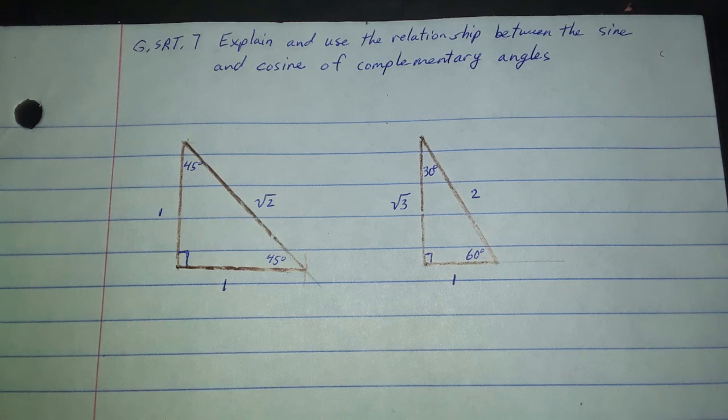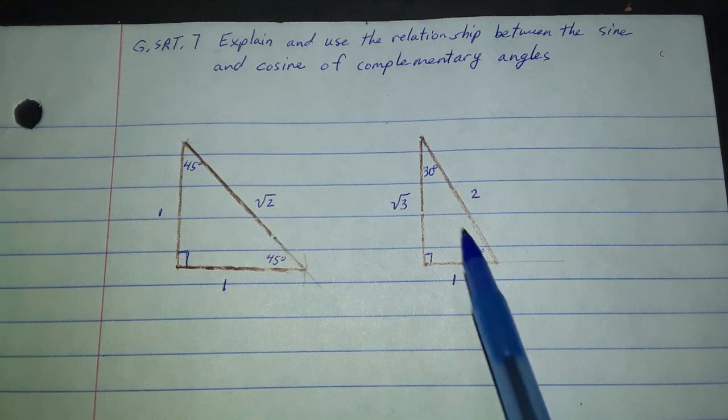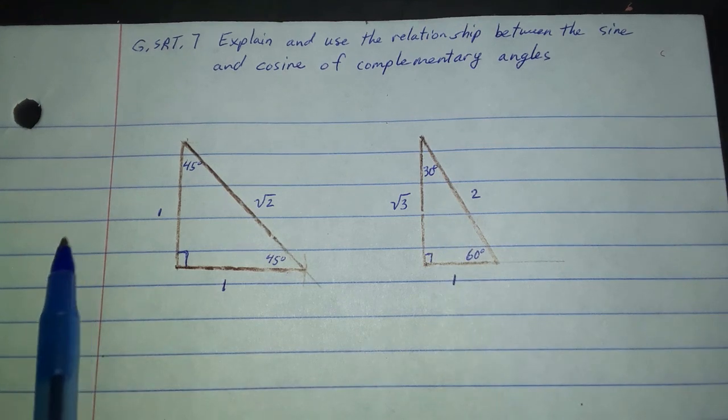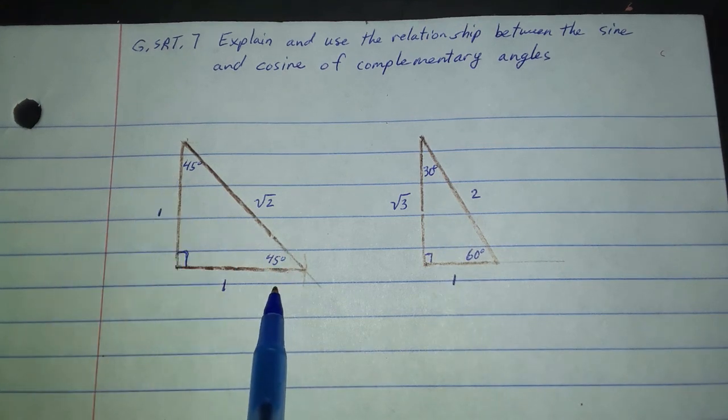Our goal is to explain and use the relationship between sine and cosine of complementary angles. So to start off, we're going to start with these two special right triangles. One of these we looked at recently in deriving the special right triangle theorem for this particular triangle, the 30, 60, 90. This is another special right triangle that has its own theorem, the 45, 45, 90.